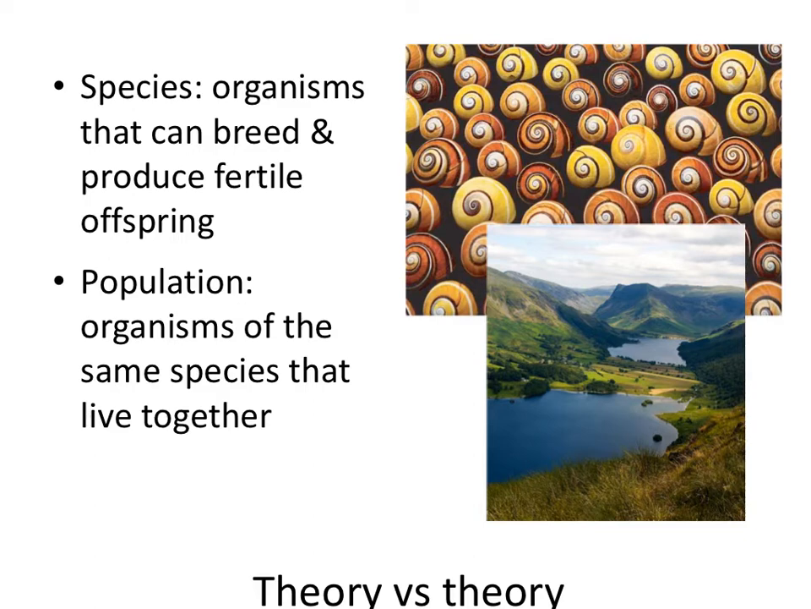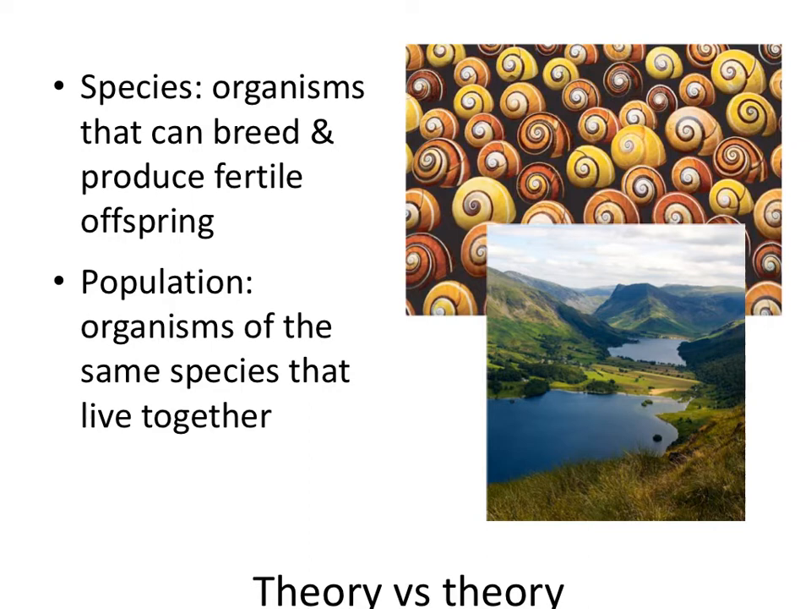There are some weird exceptions that we'll get into in the future about what is a species, and that's actually not coming for another 2 weeks. But for now, the definition of a species is organisms that can breed and have babies who can also have babies. Definition of a population: they're organisms of the same species that are all living together.